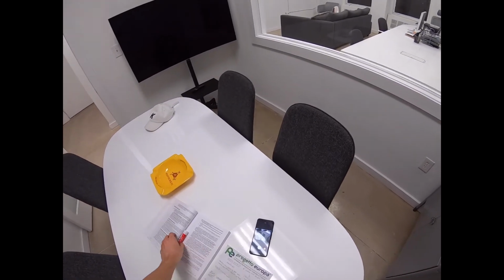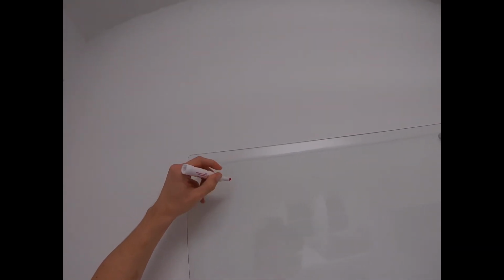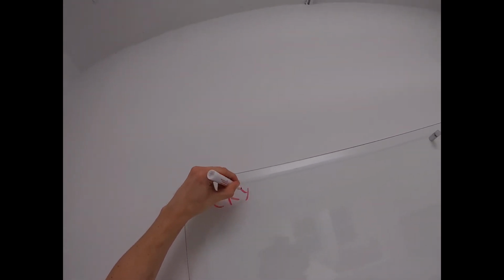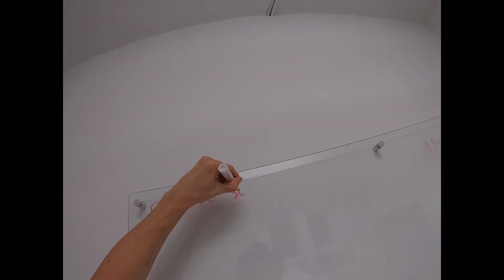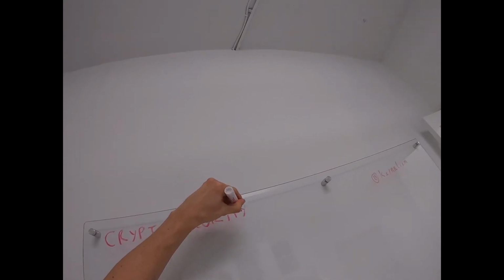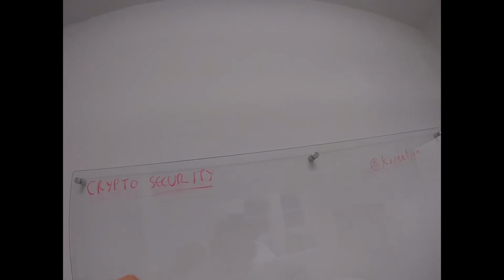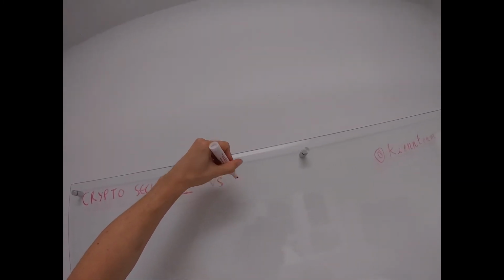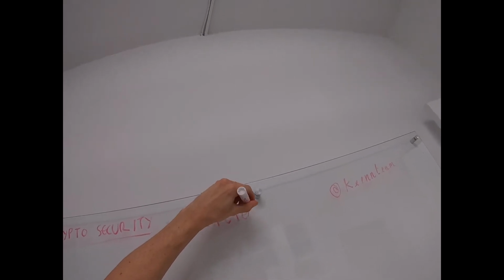Chapter 3. We finished chapter 2 last time. Chapter 3 is all about cryptographic security. Okay. Let's compare it briefly with traditional general computer security.